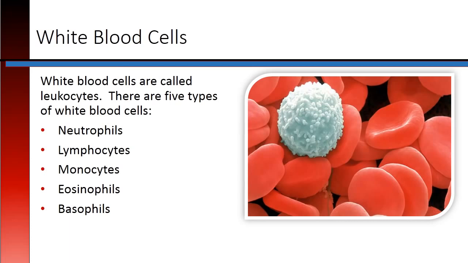White blood cells are called leukocytes. There are 5 types of white blood cells: neutrophils, lymphocytes, monocytes, eosinophils, and basophils.